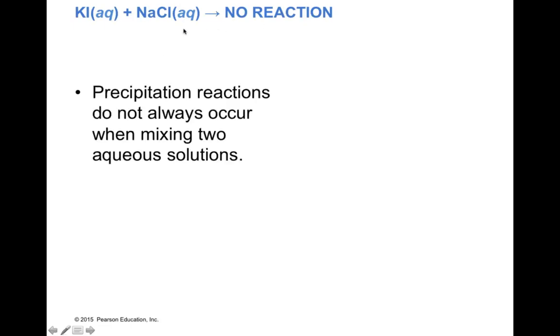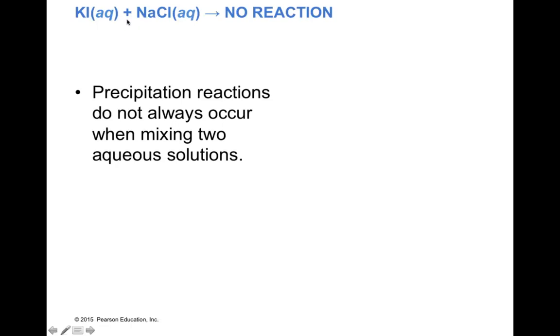Now, when you mix two solutions of, for example, potassium iodide with sodium chloride, there is no reaction. Because a precipitation reaction does not always occur when mixing two aqueous solutions. You need to see what the possible products are. So one of the products here will be potassium. This is the cation, so it will look for the anion of the other one, that is chloride. So it will be potassium chloride and sodium iodide.